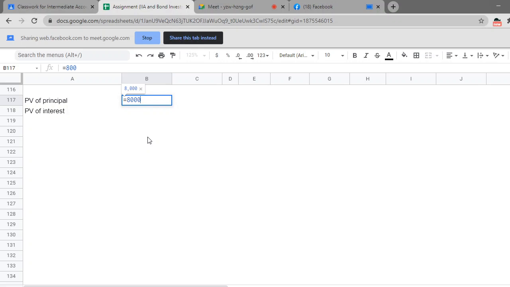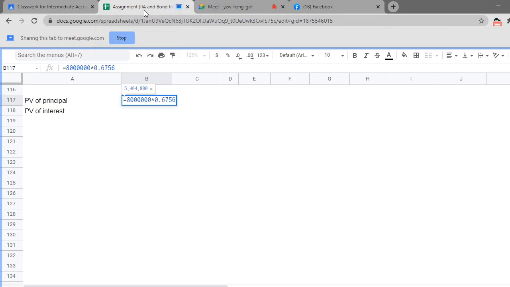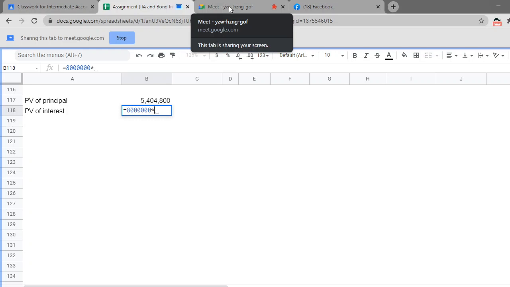So, that's 8 million times 0.6756. Therefore, you have a present value of 5404, but market price is PV of principal plus PV of interest. So, i-add pa na ang interest. We have 8 million times pilang imuhang interest. If you are still computing the interest, ang gamitin mo na is the nominal rate.